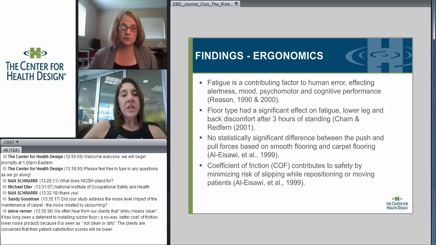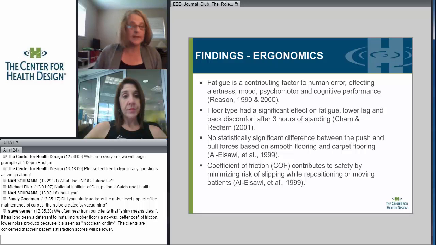So what did you find in terms of ergonomics and flooring? How are the two related? Well, it's interesting. If you think back, different things, including standing on the floor or whatever. So we talk about noise can contribute to fatigue. Well, fatigue is a contributing factor to human error. It affects alertness, mood, psychomotor, and cognitive performance.